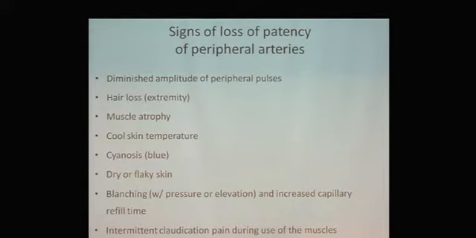But if there are other signs that point to loss of blood flow, then hair loss in the distal extremities may be another sign. Cool skin temperatures, maybe decreased circulation as a result of that, cyanosis or blue skin or dry skin, and then intermittent claudication, pain with activity, which is what I described with my calf pain.